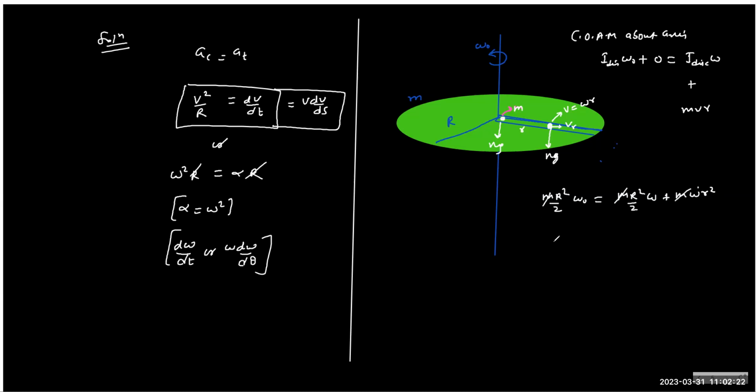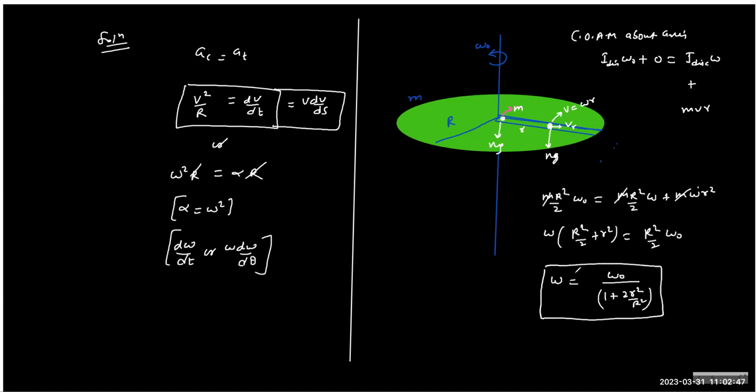Yes. Just to make it simple, we can keep it like this. If I take omega common, it is R square by 2 plus r square, equals R square by 2 omega naught. So omega equals omega naught divided by 1 plus 2 r square by R square. What you can see is that omega is a function of small r, right? So as r increases, omega will decrease, isn't it?